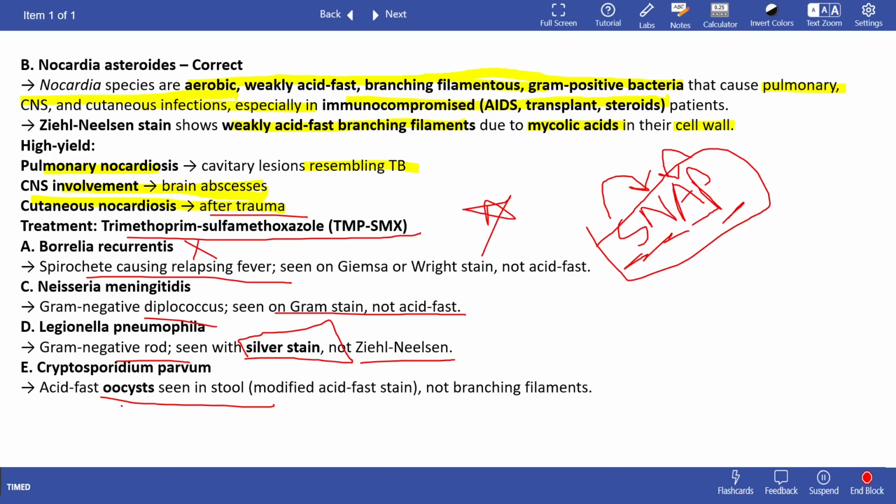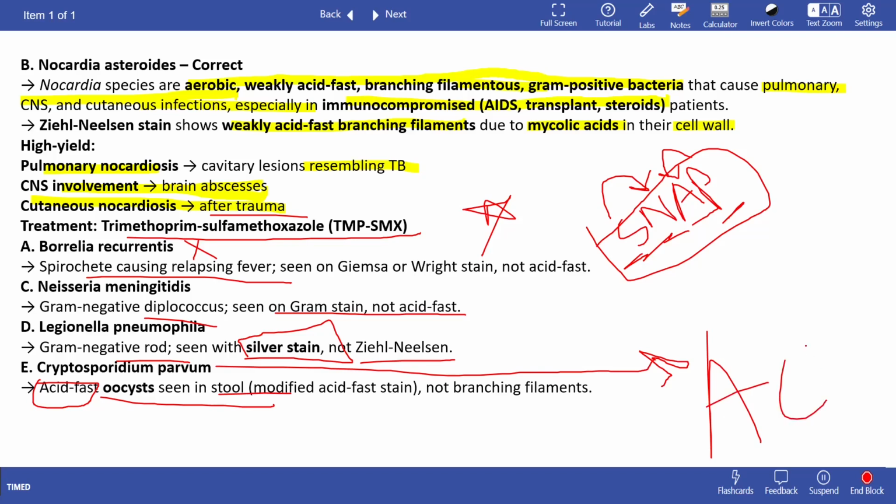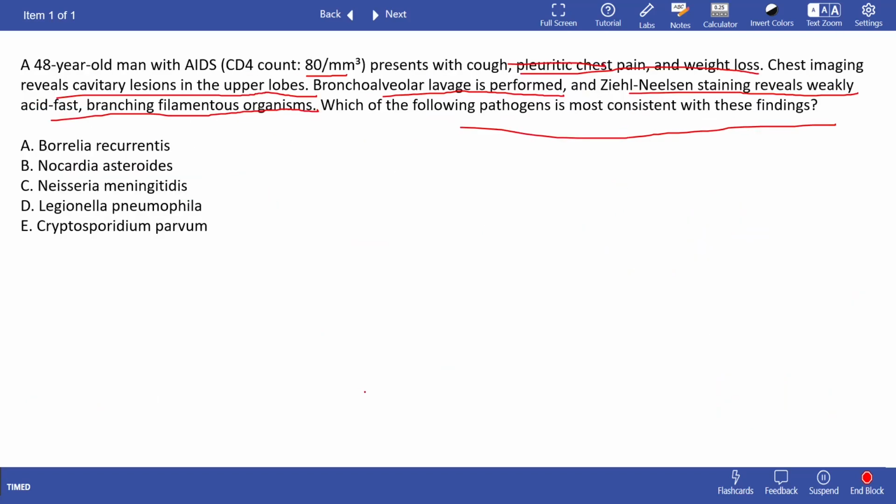So it can be seen as oocysts in stool. They are, however, acid-fast. You must remember that Cryptosporidium is acid-fast. This is important. Right, so TB, Nocardia, and Cryptosporidium, these are acid-fast. All right. The question already gave you this hint that Ziehl-Neelsen reveals acid-fast organisms. So you can narrow it down to these two, and figure it out from there.